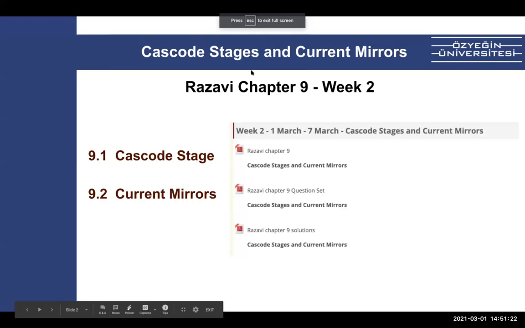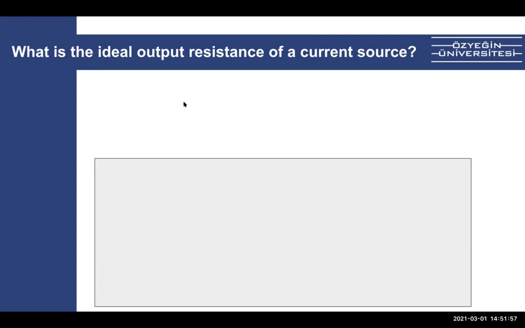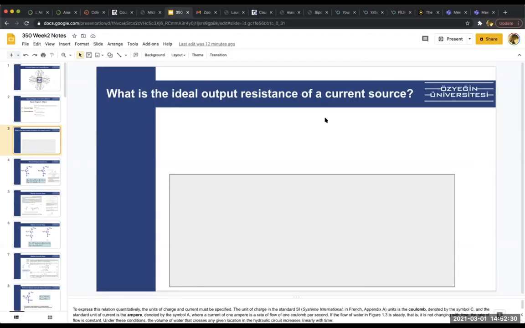Today we are covering the cascode stages and current mirrors. What is the ideal output resistance of an ideal current source? Think about Norton. We represent the current source usually with a shunt resistor, and then we connect the load resistance here.